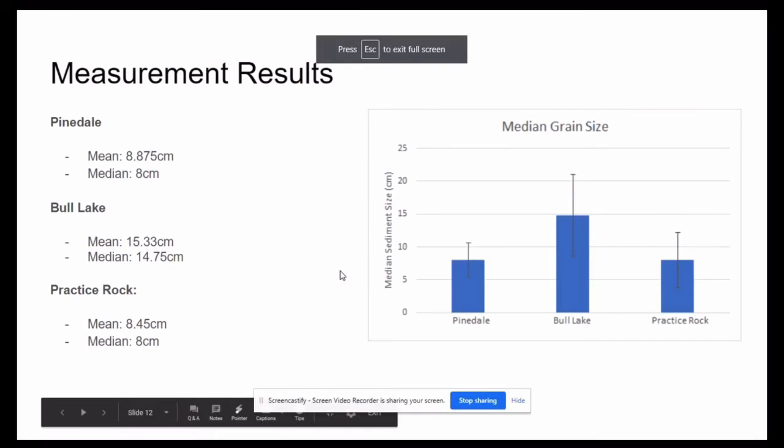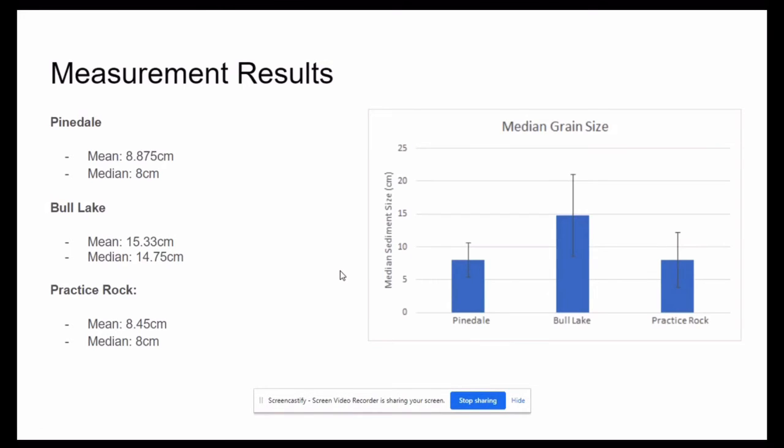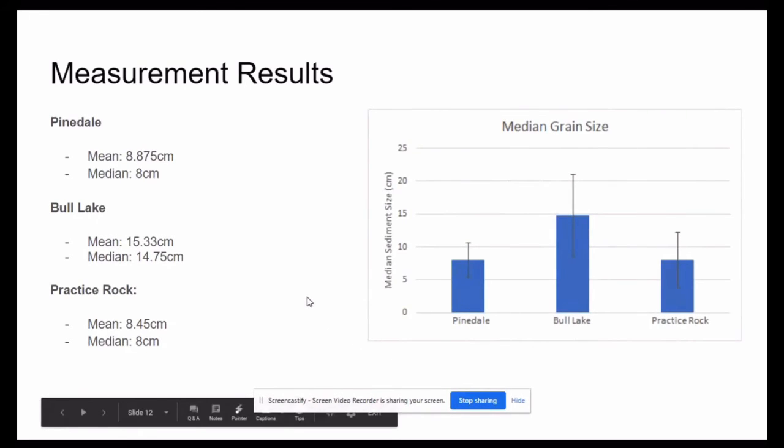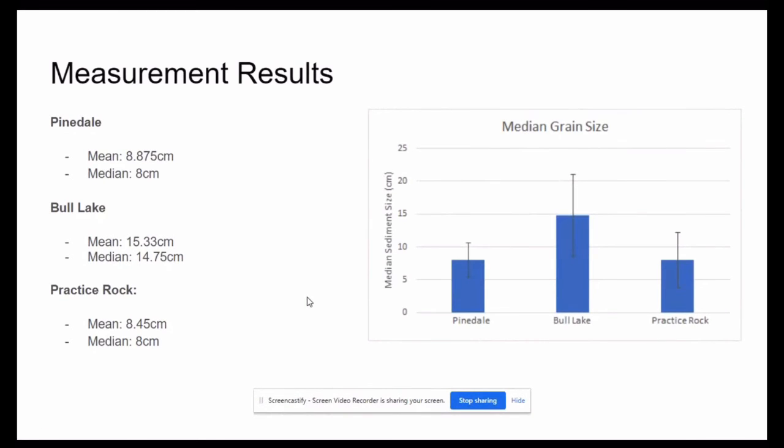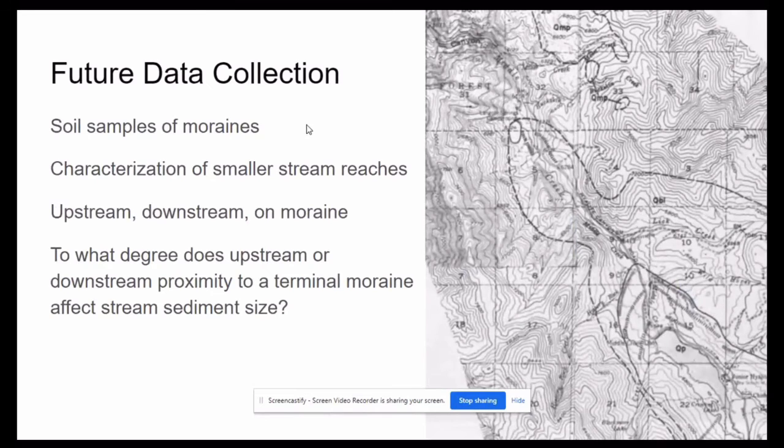After our field day, we compiled our results and found that the sediments near the Bull Lake moraine were the largest of the 3 areas we sampled. This was not directly in line with our hypothesis, where we thought that the sediments from moraines higher up in the canyon would be larger than sediments lower in the canyon. However, this does not disprove our hypothesis, but makes us refocus our experiment.